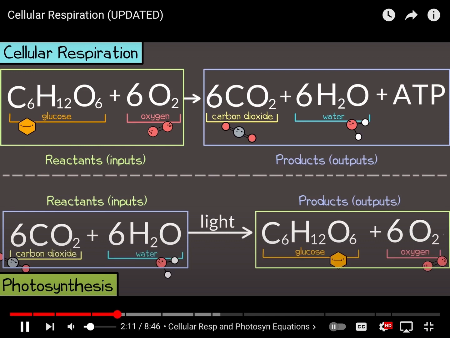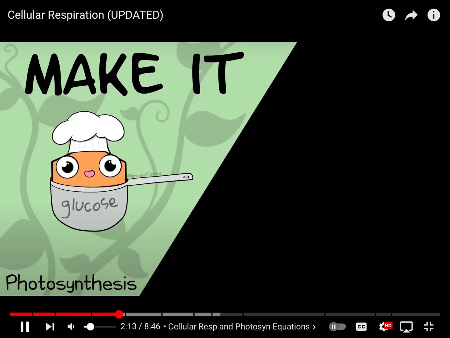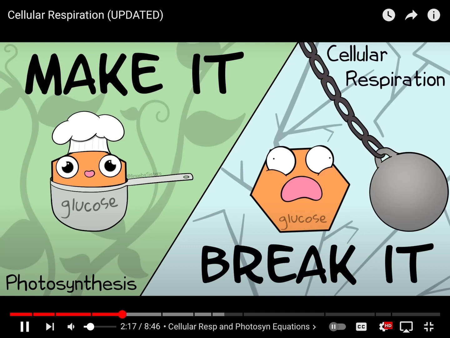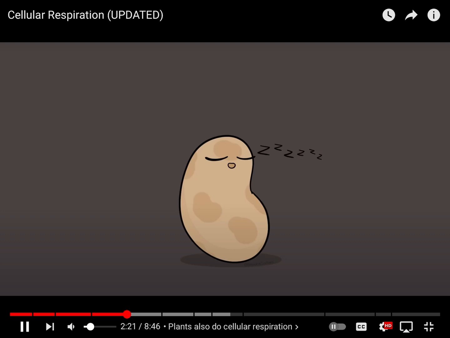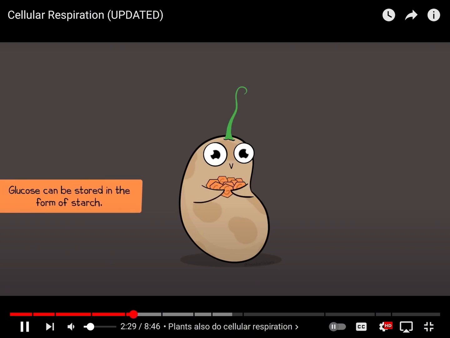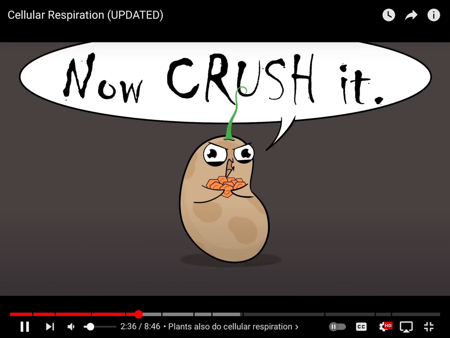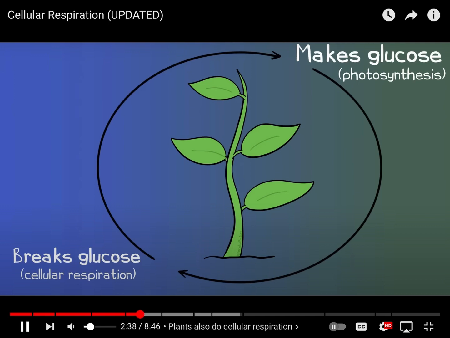In photosynthesis, organisms make glucose. Notice how glucose is a product. But in cellular respiration, organisms break the glucose down to make ATP. Fun fact, you know how when a bean seed first germinates in the ground, it isn't able to do photosynthesis yet? Yeah, the germinating bean is relying on glucose that it has stored, and it's doing cellular respiration to break it down to make ATP so it can grow. Of course, once it starts to mature and develop leaves, it can do photosynthesis.